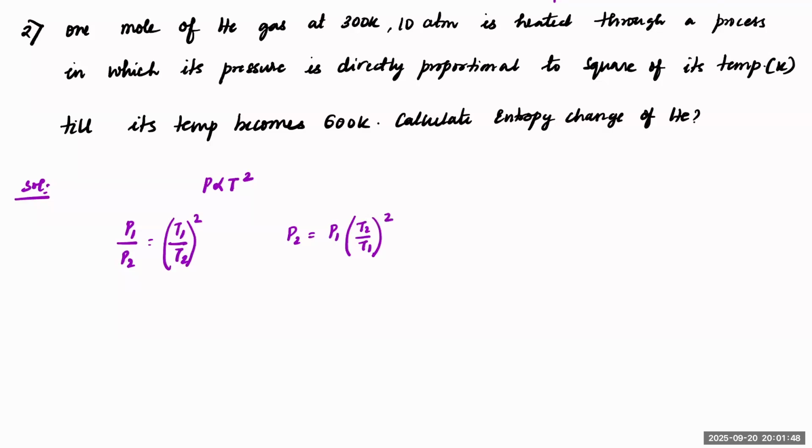Now can I calculate that P2 here? P1 is given as 10. Temperature is starting with 300. Now it has reached 600. So that raised to power of 2. Okay. So that brings it to 40 atm. So basically from 10 atm, it has gone to 40 atm.